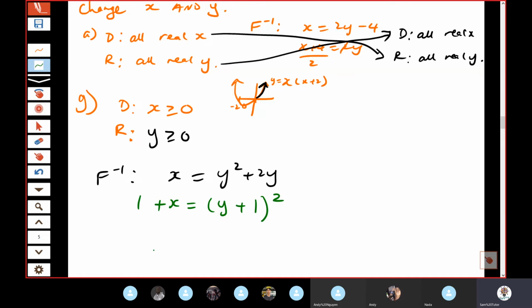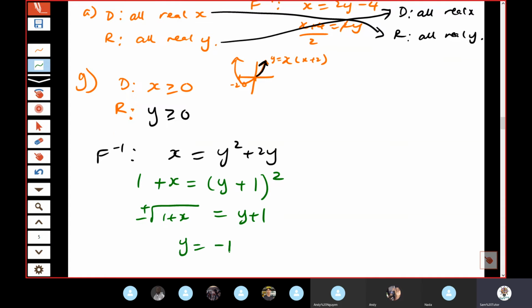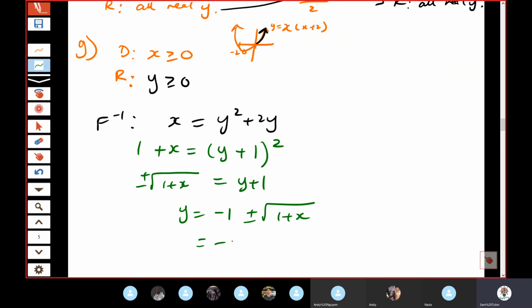Anyone have any issues with what I just did there? Complete the square. Half the 2, which is 1. Square it on the other side. There's still 1 plus x. Square root. And then minus 1. But of course, you can't get both answers. So you want everything above. So it's going to be minus 1 plus root 1 plus x.